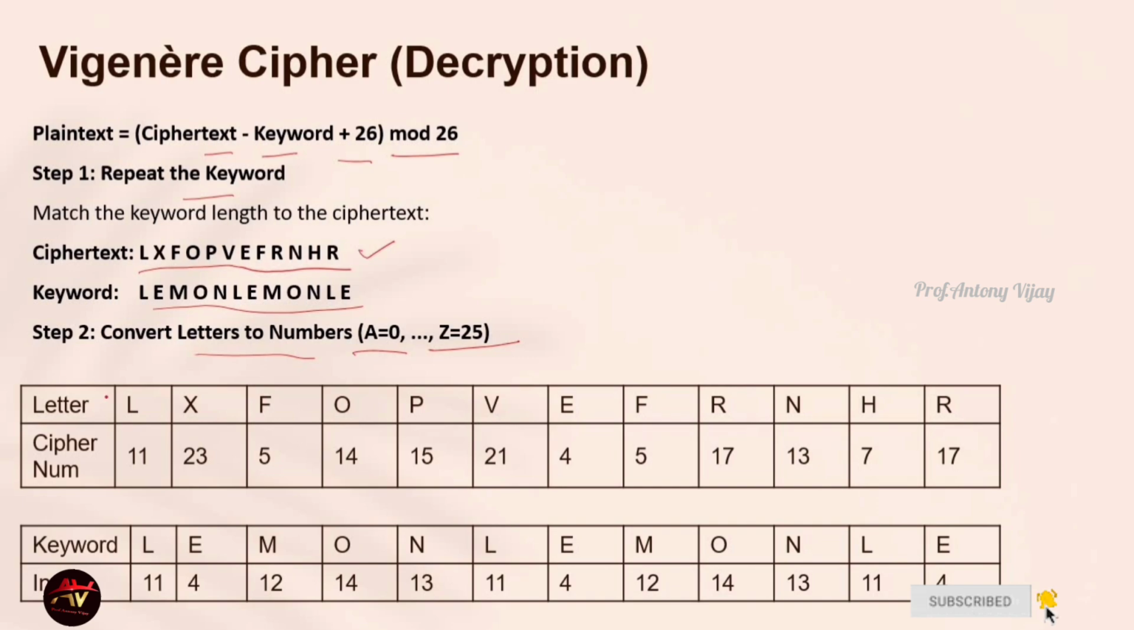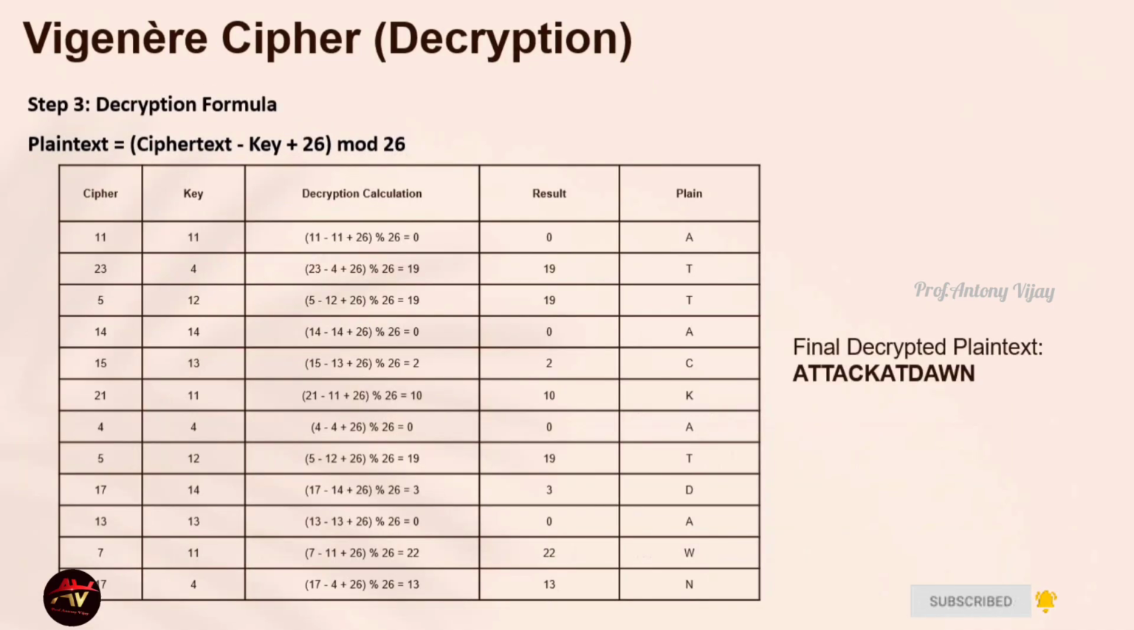For L, it is 11. This is for the cipher text. And X is 23, F is 5. Likewise, we have to assign a value for each character based on a table formed by letters to numbers. So this is the next step. And the third step is the decryption formula we apply, that is cipher text minus key plus 26, then mod 26. As I told already, this plus 26 is only applicable when we get negative values.